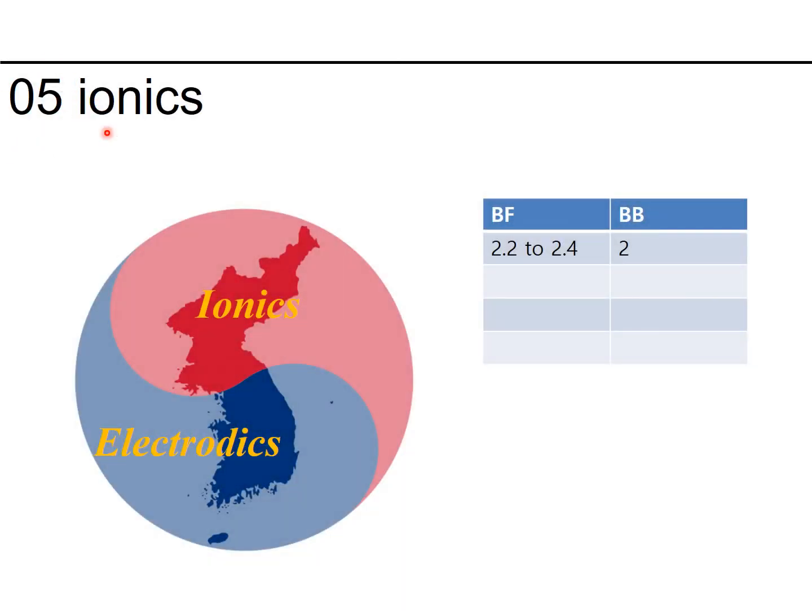Chapter 5, Ionics. Electrochemistry was split into two stories. The first one is electrodics and the second one is ionics. Electrodics is about the charge transfer reaction or capacitive processes on electrodes. However, ionics is about the charge carrier movement through the body of media, which is the electrolyte. In this chapter, we will focus on the electrolyte, or ionics.